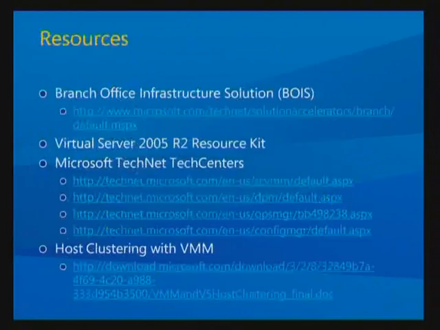So what are the resources that are out there to help me? We talked about the branch office infrastructure solution. Once again, that's all about optimizing the services that I want, and it really has nothing to do with the virtualization of those services. If we're talking about virtualization, there's Microsoft Press, the Virtual Server 2005 R2 Resource Kit. This gives you guidance on what virtualization is, how to install it, how to manage it, how to script access, and manage automation.